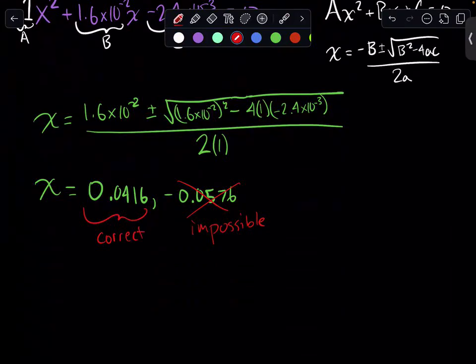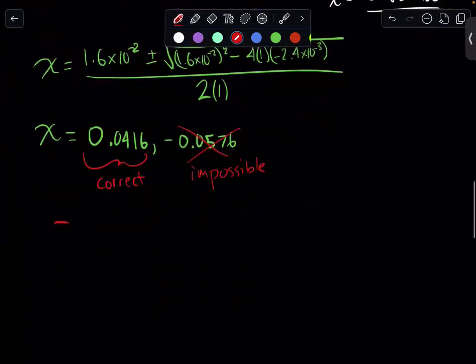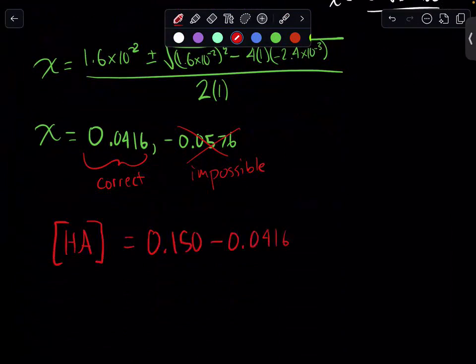So now we can just plug that in and we can find that our final concentration of HA at equilibrium is 0.150 minus 0.0416, for a final concentration of 0.108 moles per decimeter cubed.